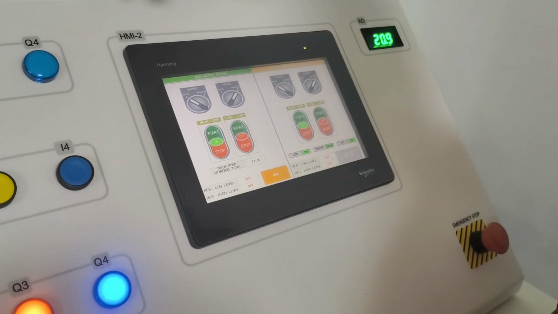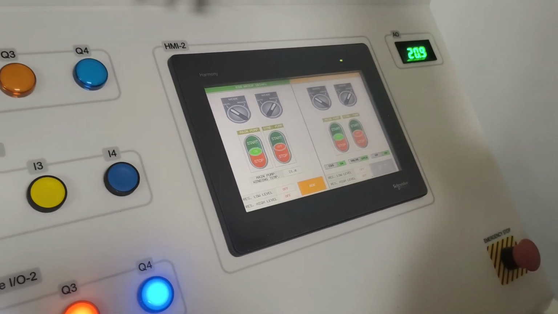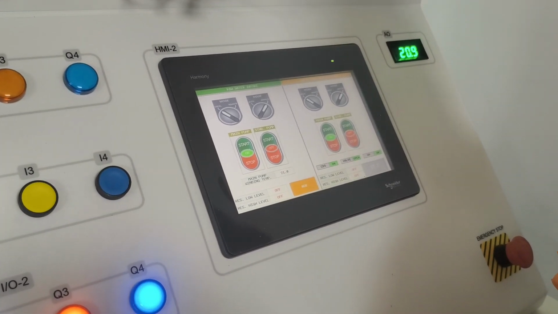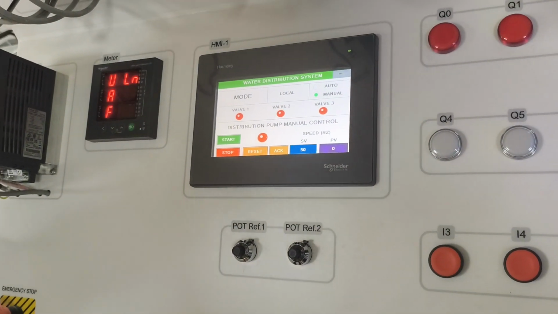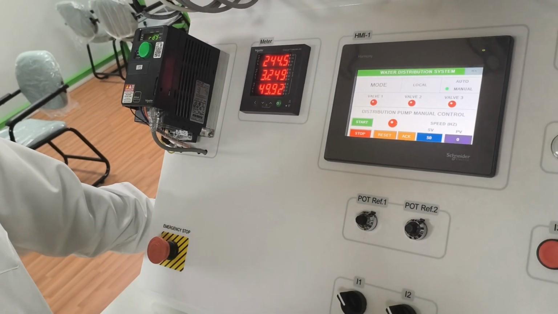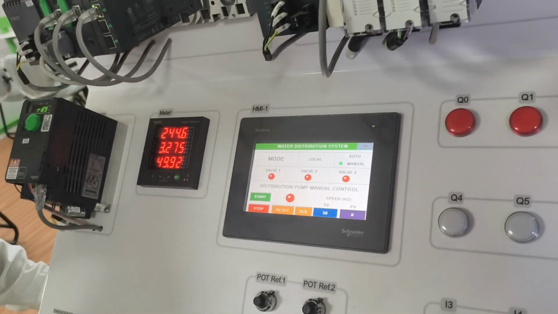Okay, sir. So now we are running in manual. Everything in manual. Okay, the tank is full. Now we can start the pump to distribute the water. If I start this one, it won't start because we have put in an interlock. If demand is there, then only we are able to start the pump.